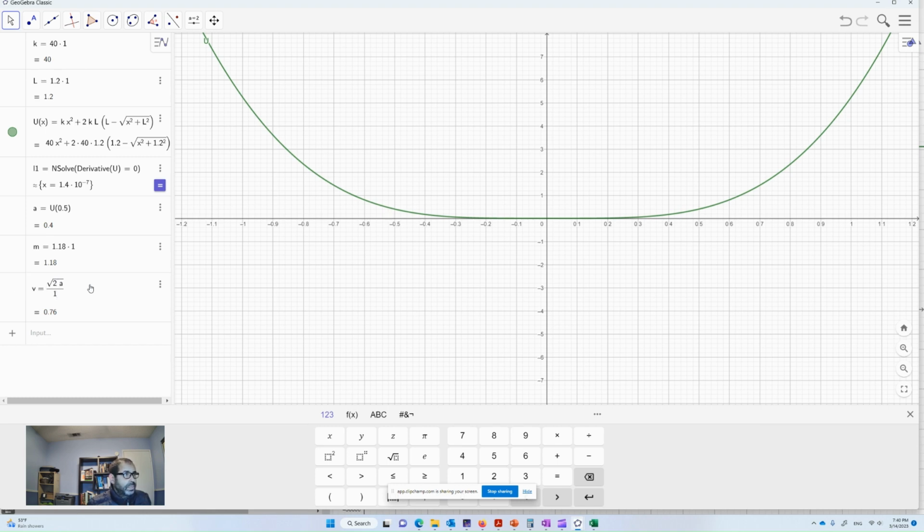Probably there is an easier way of doing it. So divide by the mass here, inside the square root. So it's 0.82 meter per second. That's the maximum speed that it's going to reach, because that's where it goes through the origin.